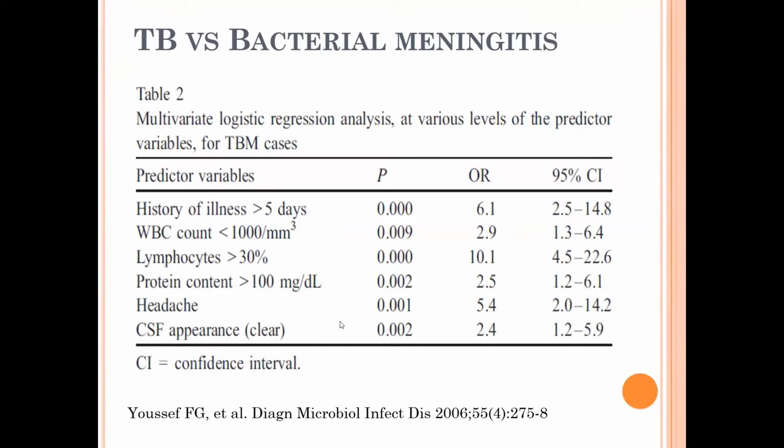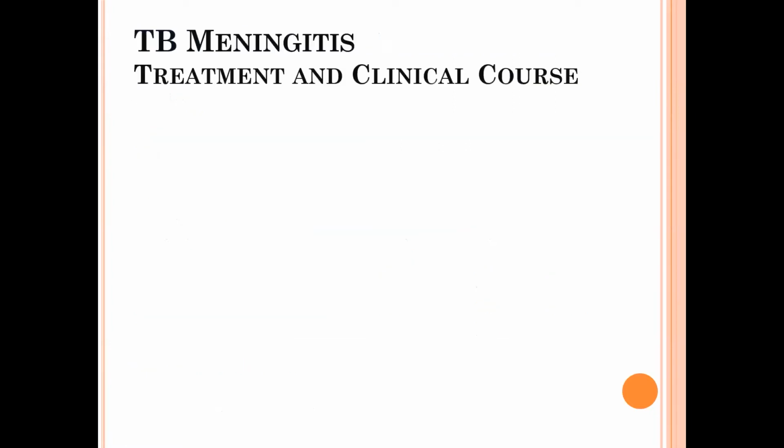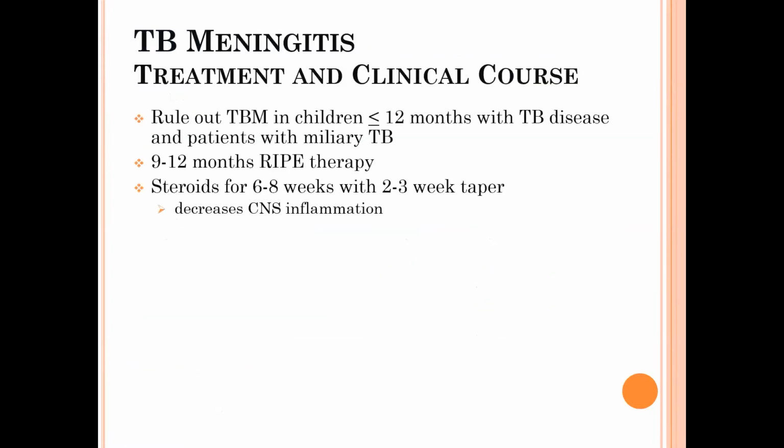And of course, the high protein is important as well, usually over 100. I've seen in some reports, 75% of patients with TB meningitis will have a protein over 100. So it's important for TB meningitis, we want to rule this out in young children and infants with TB disease. Make sure there's no miliary or TB meningitis by getting a lumbar puncture.